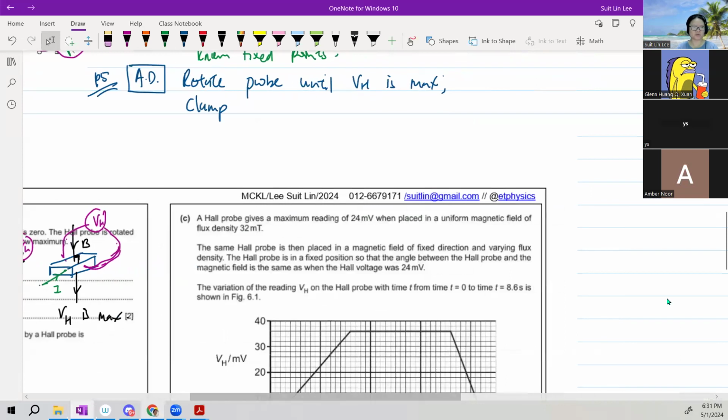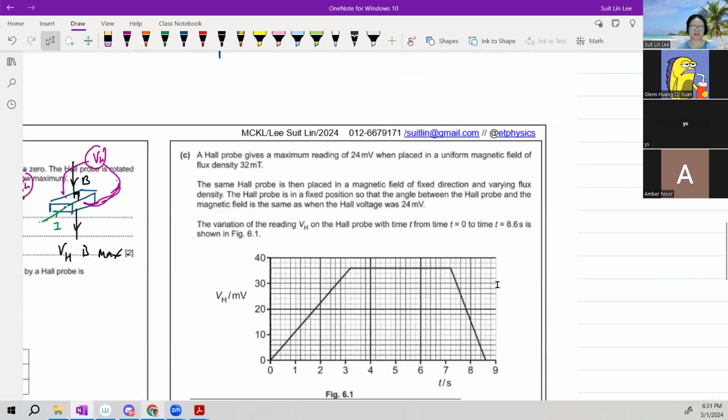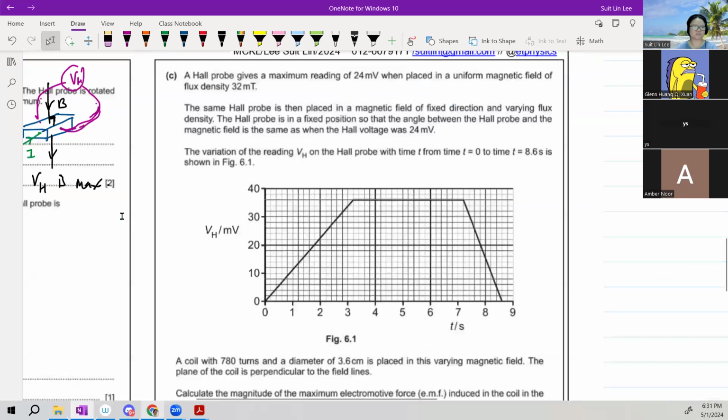All right. So in this case, I'm just going to assume that they put it in a fixed position, and I have used this as an example just now for my calibration. So this entire sentence implies calibration, or calibrate using a known field. So this means if I again draw a graph of VH against B, there will be a point where this is 32 millitesla and this is 24 millivolt.